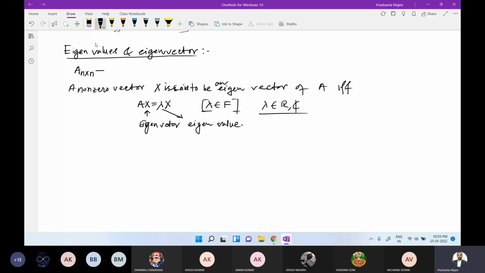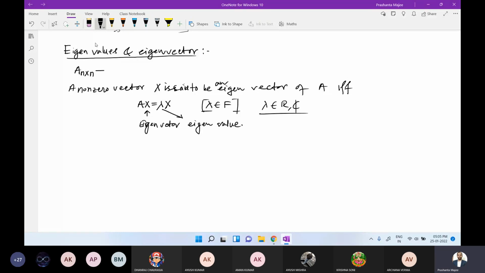So this is a mathematical expression. What is the meaning of that expression? You will be looking for that non-zero vector in Rn, since the matrix is of n cross n. So if the matrix is of order 3 cross 3, you will be looking for a vector in R3. If the matrix is of order 2 cross 2, you will be looking for a vector in R2. So you will be looking for a non-zero vector x in Rn such that that vector is not changing its direction after matrix multiplication. If you pre-multiply the vector by the matrix A, you will get another vector lambda times x.